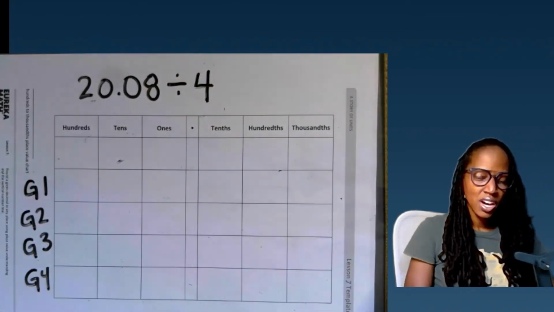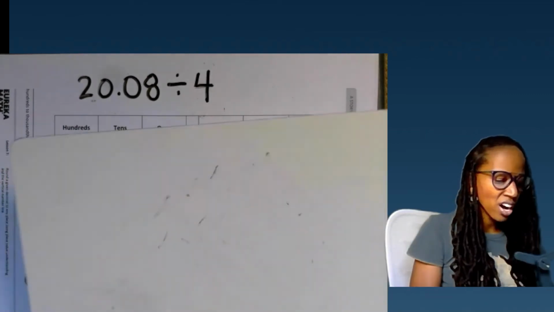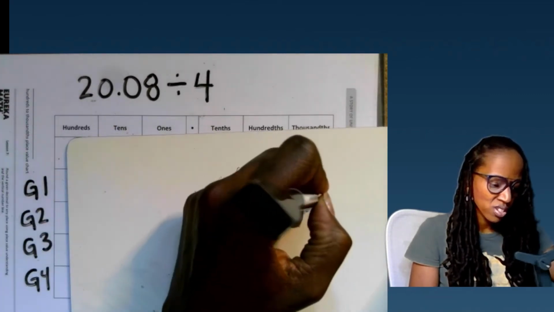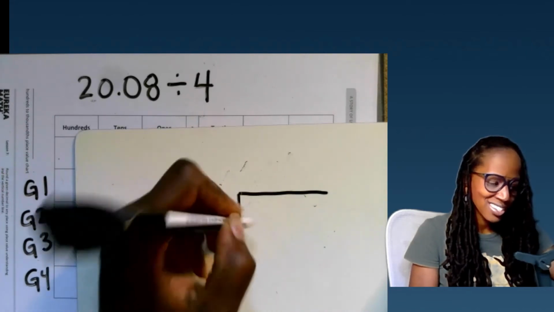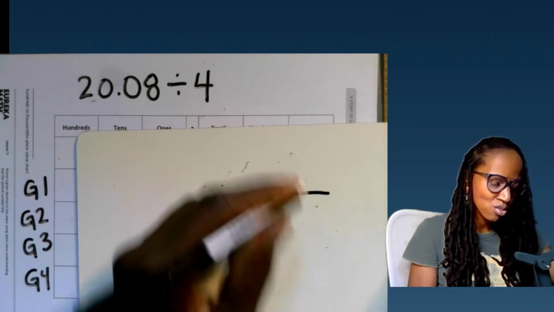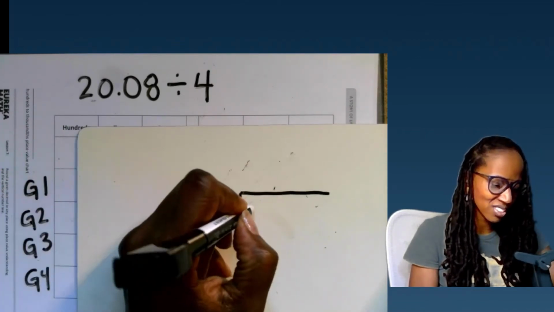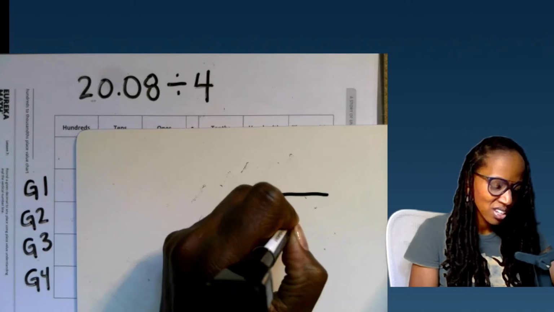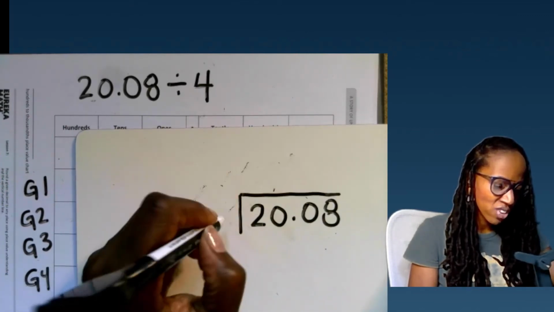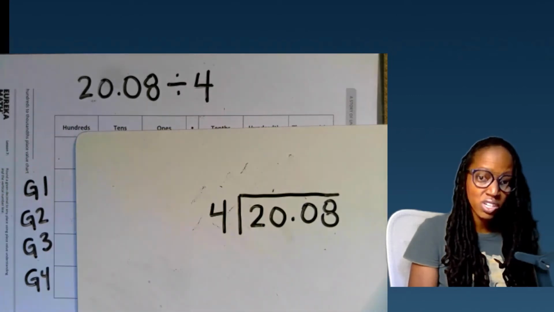Okay. All right, so I'm going to go ahead and set up my standard algorithm. Again, my dividend, the amount that I began with, is represented by placing it inside, I like to say inside of the house. You can call it whatever you'd like. We have 20 and 8 hundredths, okay? And we're dividing it into 4 equal groups. So let's go ahead and get started.